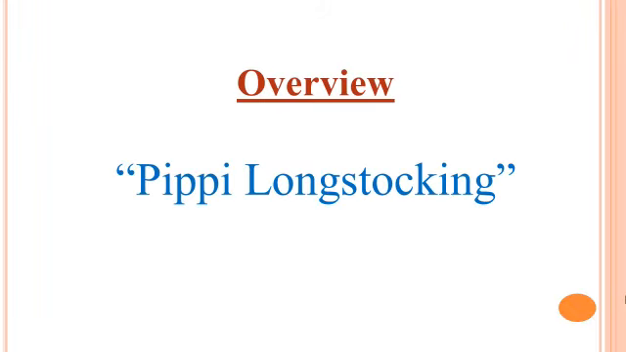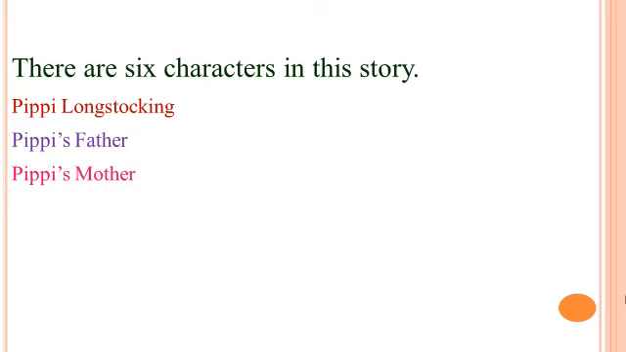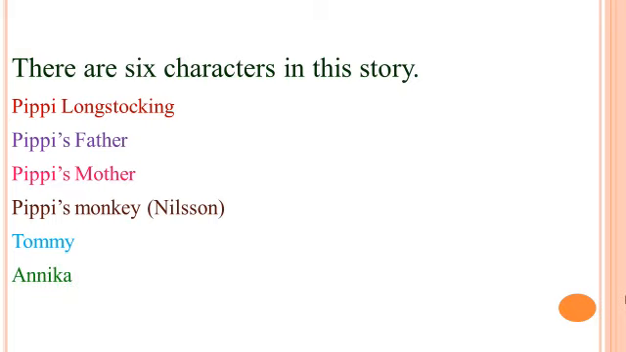Now I am going to give you an overview of the story Pipi Longstocking. There are 6 characters in this story. First of all, here comes Pipi Longstocking. Next, here comes Pipi's father, Pipi's mother, Pipi's monkey, whose name is Nilsson, and there are characters of Tommy and Annika, who are Pipi's friends.